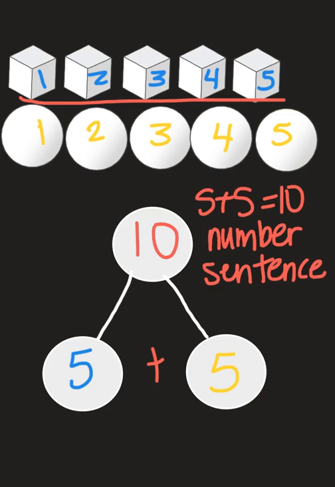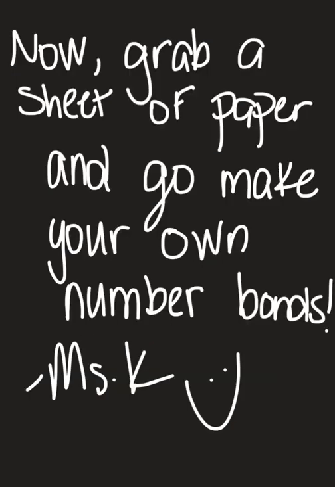Okay? So now that we've reviewed our number bonds a little bit, I have something I want you to do. Now I want you to grab a sheet of paper if you haven't already and go make your own number bonds and send Miss Kyncl a picture of what you create. You can use objects if you want to, like little cubes like we would in class, or just draw them, right? Draw them on a piece of paper and make a number bond, okay?